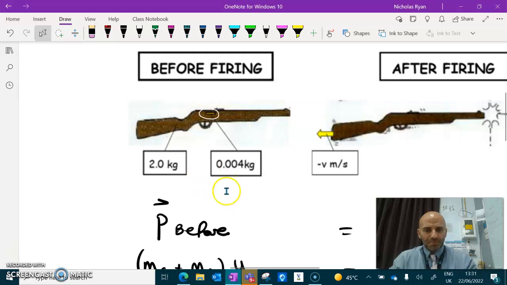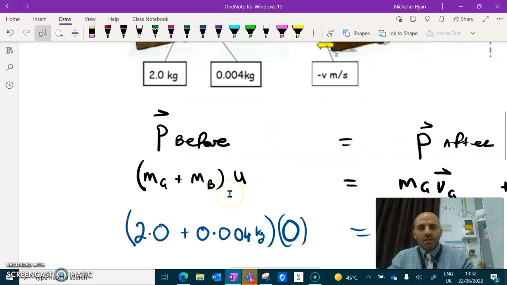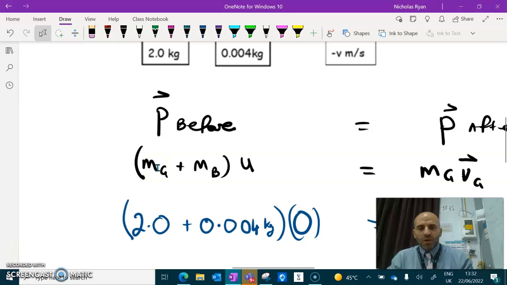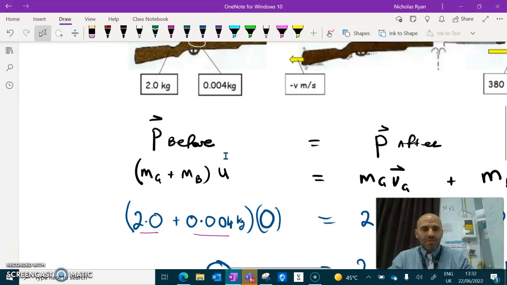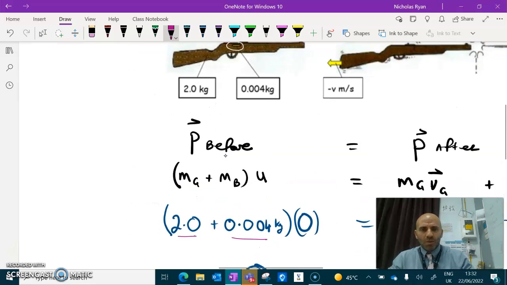So total momentum before, obviously that's its mass times its velocity, but the initial velocity of the system here is 0. And as a result, the momentum before, when you plug in those numbers, you get your 2 kilos plus your 0.004 kilograms, but you're multiplying that by 0 velocity. And of course, when something has a 0 velocity, that means its momentum is 0. Okay? So the momentum on the left-hand side is completely 0.